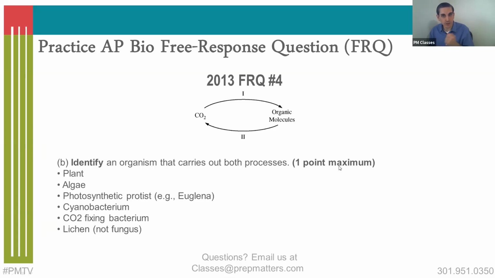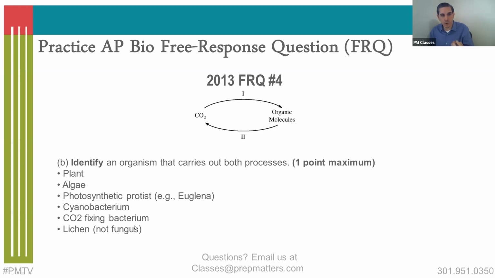The identification. So I told you how they said any organism. There are multiple different options. Plants do both because of the photosynthesis and the Calvin cycle. Algae, anything really that is either photosynthetic or, in this case, a bacterium that fixes CO2, brings in CO2 for the second part to make those molecules. Lichen is a little bit different.